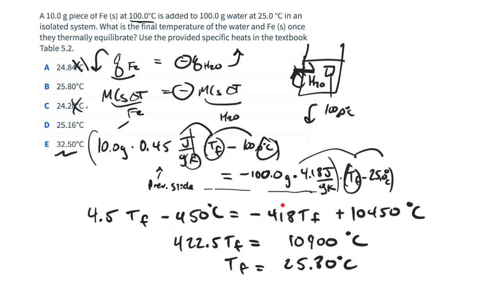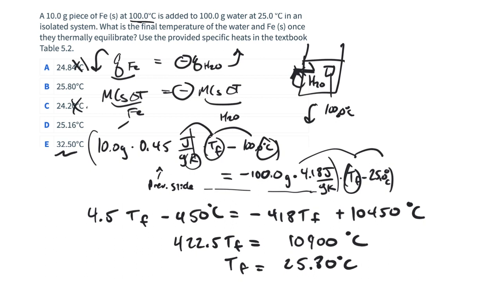So then I was adding 450 to both sides. And so I got 10,900 degrees C. Then I added 418 times TF to both sides. So 4.5 plus 418, 422.5. And then just solving for TF.